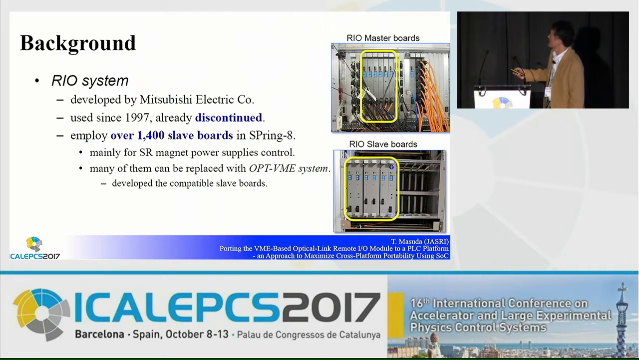The RIO system, shown in these pictures, was developed by a company, and the system was used for 20 years. We have employed over 1,400 slave boards in SPring-8. But unfortunately, this module was already discontinued. However, many of them can be replaced with the other optical-link remote I/O system of the VME, because we have prepared compatible slave boards.